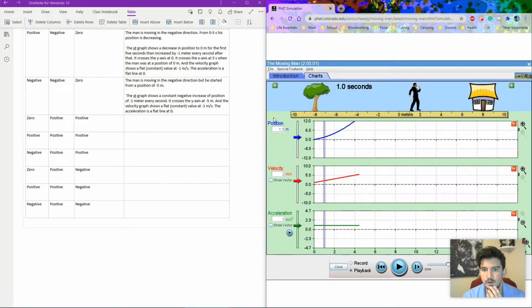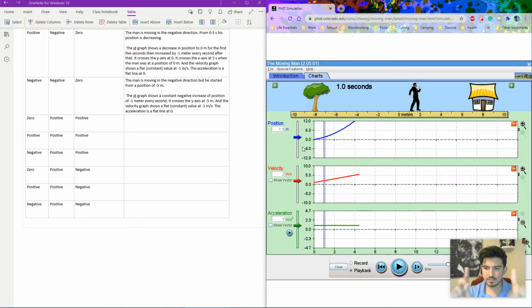I move that over one more. He's at a position of 1.5. If you look, his velocity is now 2. Remember, we started him at a velocity of about 1. It should be 1, but it won't let me go over anymore. So we started him at a velocity of 1. 1 second later, he is now at a velocity of 2 and a position of 1.5.